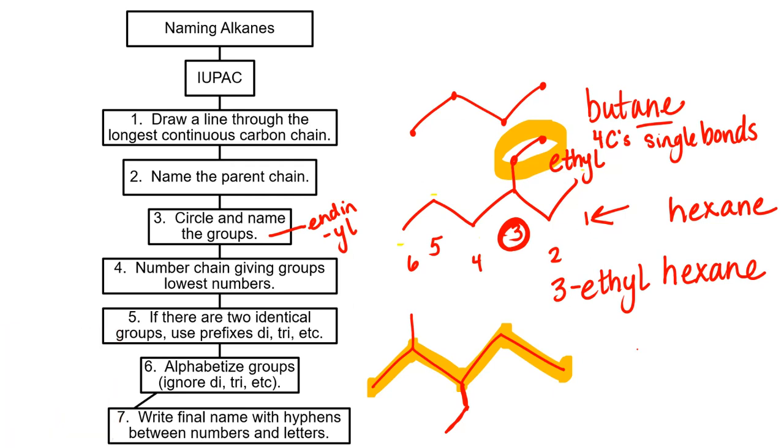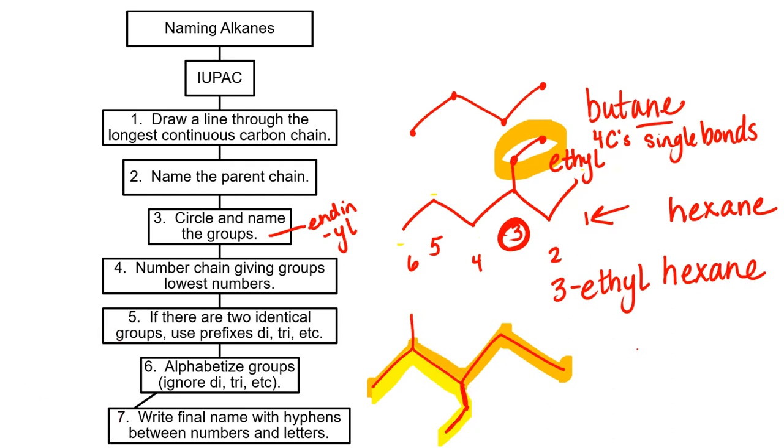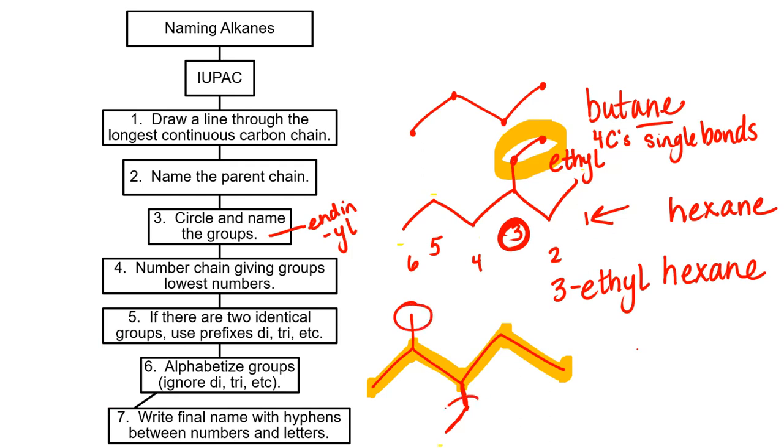We can also try another direction. We could try 1, 2, 3, 4, 5. That is still a 5 carbon chain. If you wanted to check just to be sure, you could try one more. 1, 2, 3, 4, 5. These are all 5 carbon chains. We're not finding a longer chain in any particular direction. So let's get rid of these and just stick with the orange main chain going from left to right, and then we'll circle any groups.